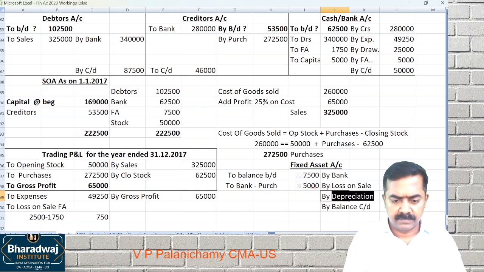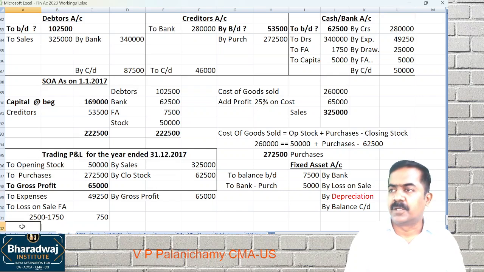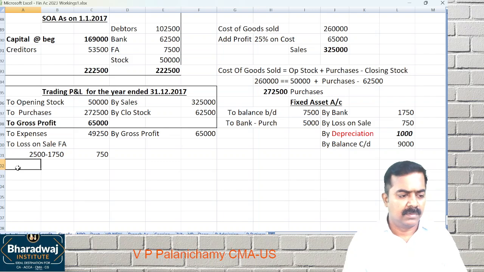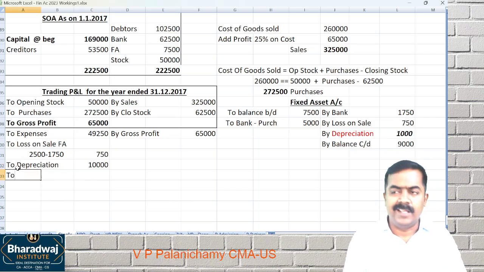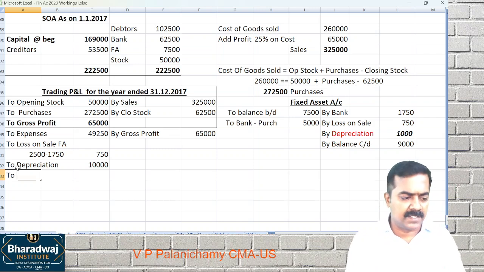What is the balance? This we get as a balancing figure. That will come in which account? P and L account. Any commission to be paid? Any commission, outstanding expense, etc. To net profit.